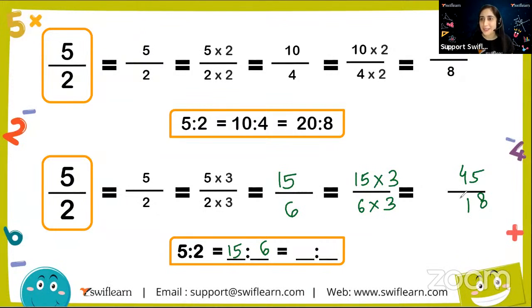Yes, we did it. Clear? So we are multiplying the same number to the numerator on the top and the same number at the bottom, and we are getting equivalent fractions.